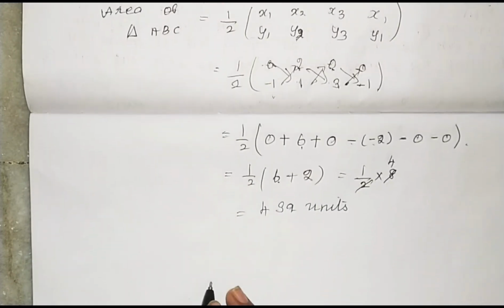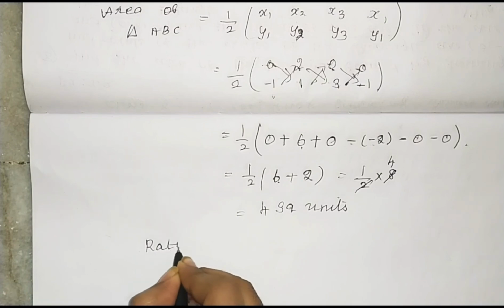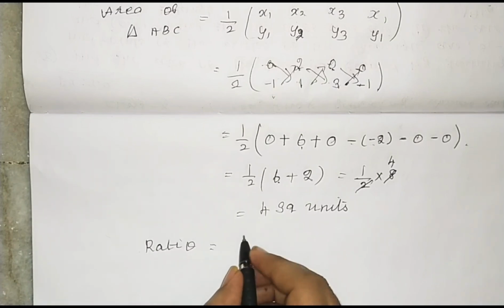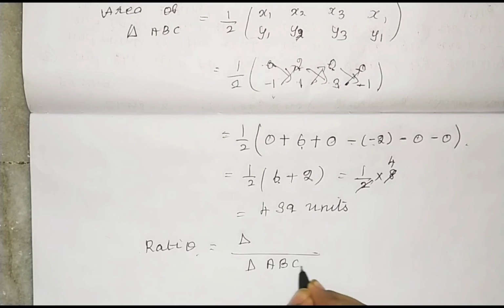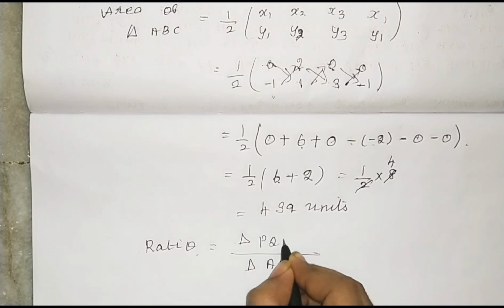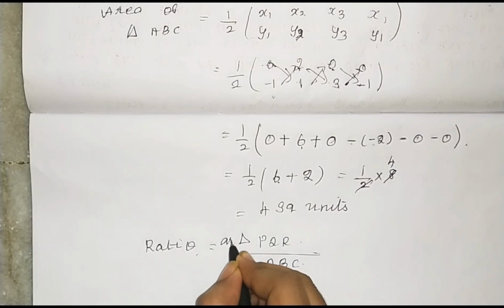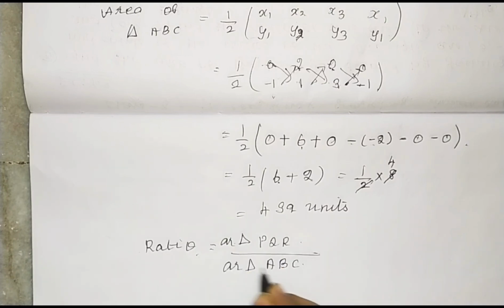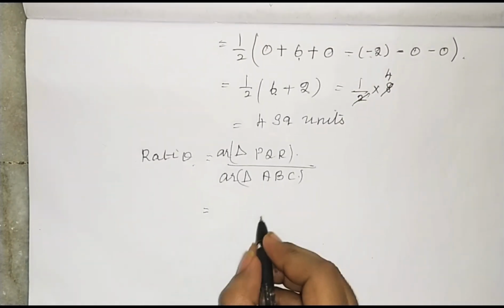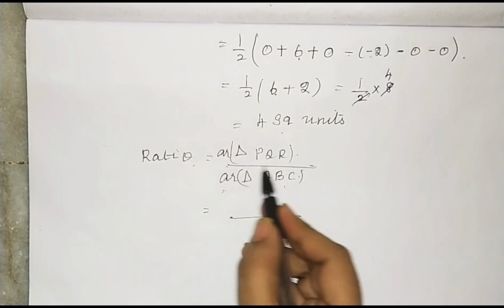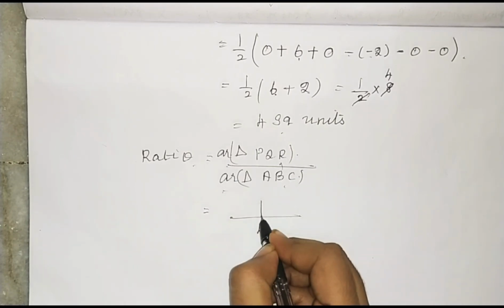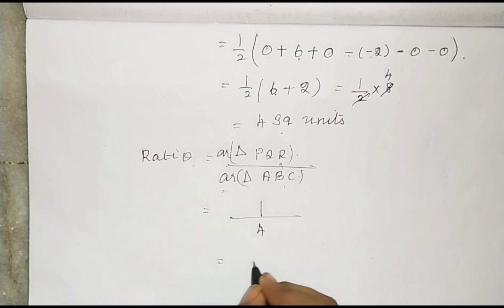So they are telling us to find out the ratio of triangles. Two triangles are there: the original triangle ABC, and another triangle we consider, PQR. So area of triangle ABC and area of triangle PQR. Now area of triangle ABC we found 4, and area of triangle PQR 1 square unit we found. So the ratio is 1:4.